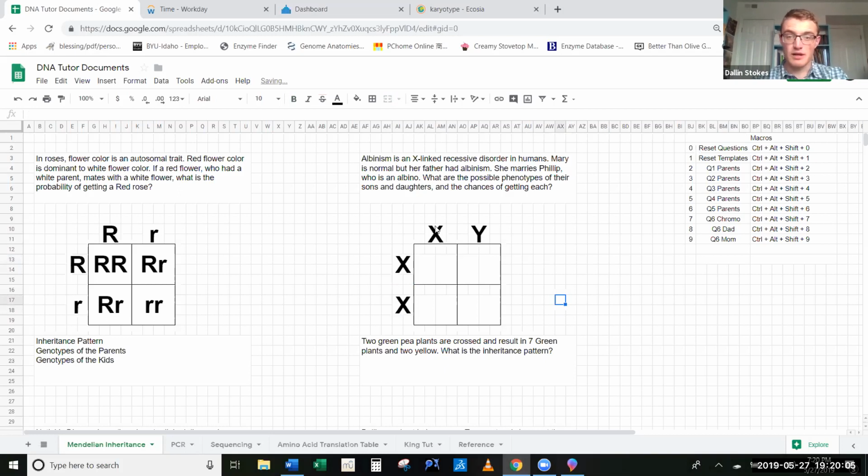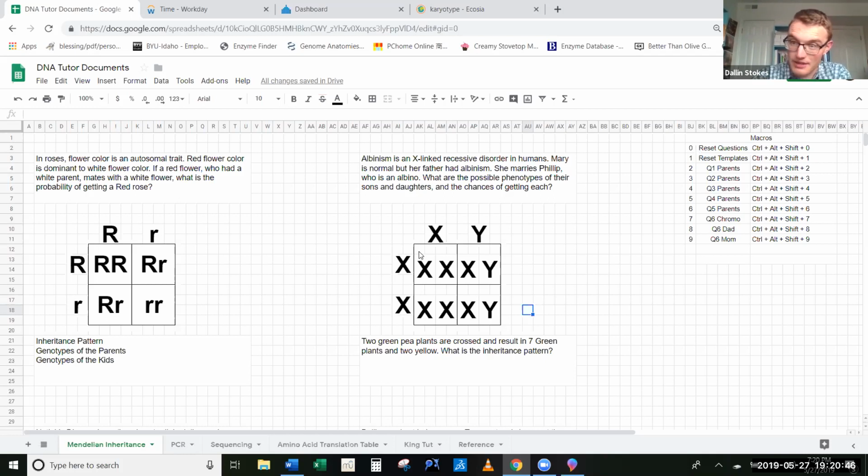Okay? When I bring this X down and this X across, I end up with X, X. When I bring mom's X across and dad's Y down, you end up with X, Y. When I bring dad's X down and mom's X over, you end up with X, X, and this last one ends up being X, Y. See how I got that? So what does this tell me? This tells me that every single time I have a pregnancy, I am going to end up with a 50% chance of getting a girl and a 50% chance of getting a guy, which makes sense.